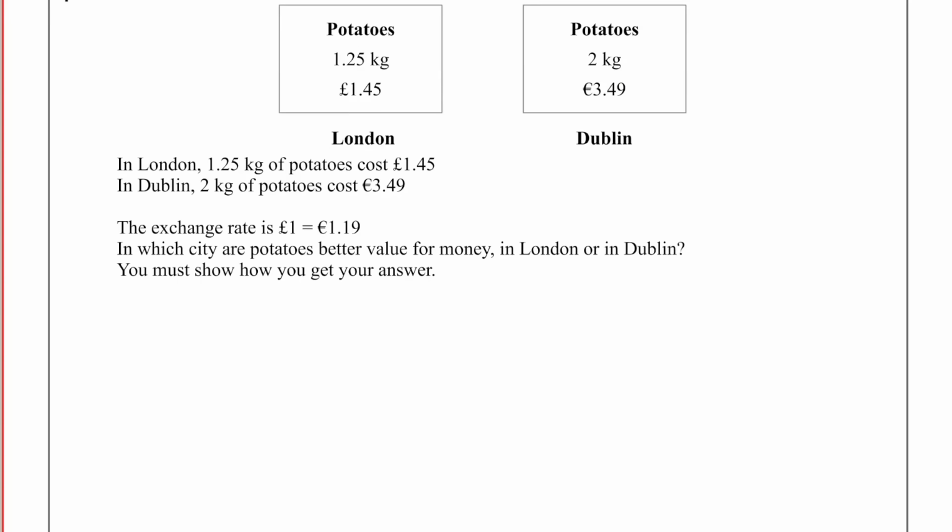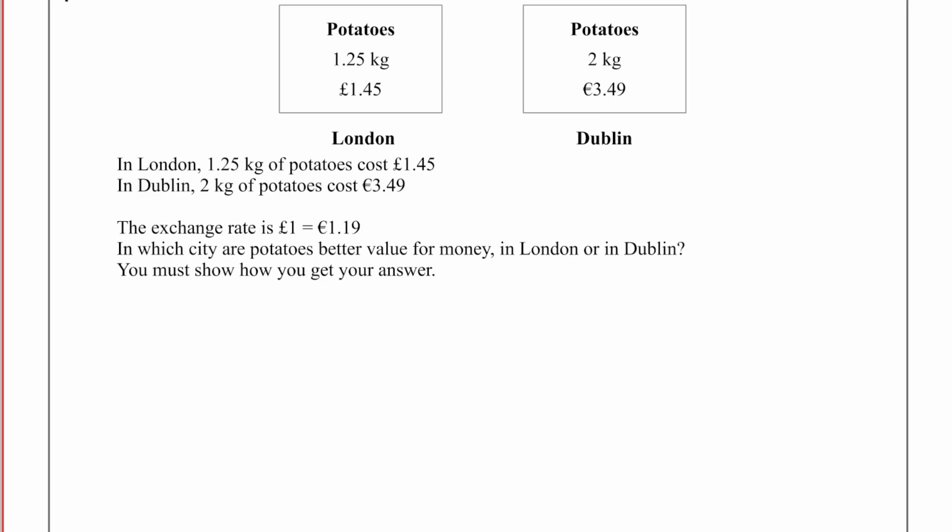Question 4. We have potatoes in London and Dublin. In London, 1.25 kilograms of potatoes cost £1.45. In Dublin, 2 kilograms of potatoes cost €3.49. The exchange rate is £1 is 1.19 euros. In which city are potatoes better value for money?